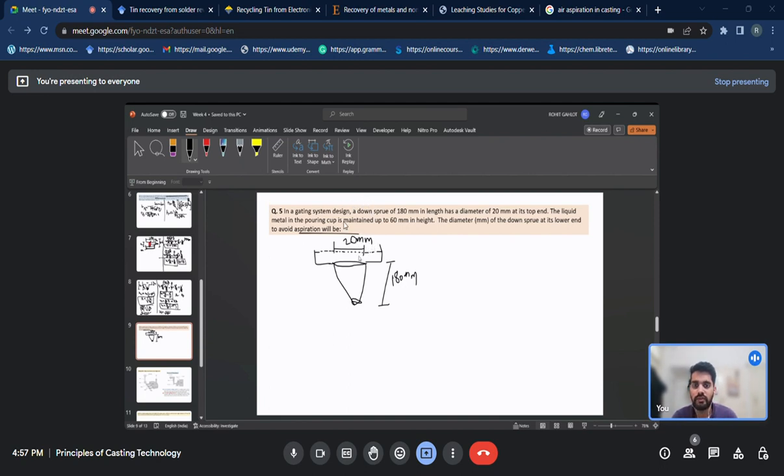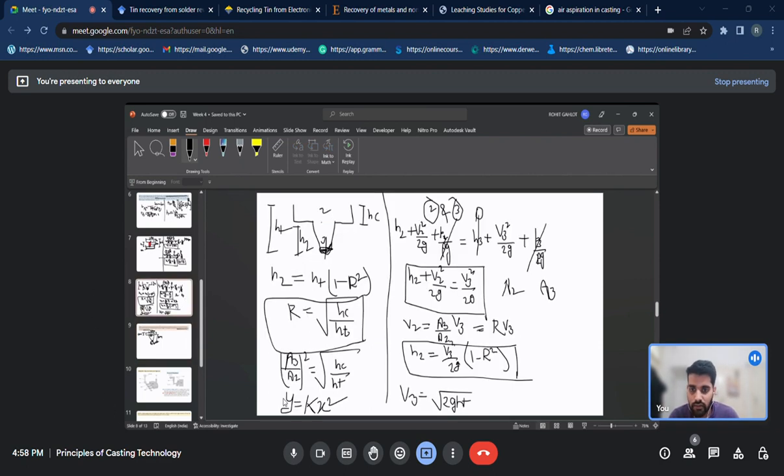The liquid metal in the pouring cup is maintained up to 60 mm in height. So this height has been maintained at 60 mm. And we need to calculate the diameter of the down sprue at its lower end, this D3. D2 is given as 20 mm. So we need to calculate this diameter D3 to avoid the air aspiration effect.